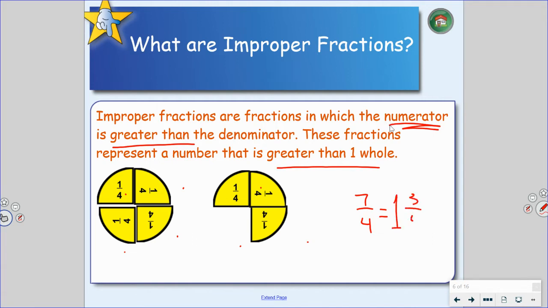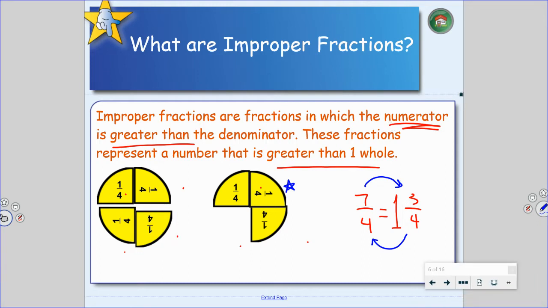And that, ladies and gents, will be our goal, going both directions, changing improper fractions to mixed numbers, changing mixed numbers to improper fractions. But notice, I never changed the amount of yellow. I never changed the amount of pie. It's the same amount of pie, whether you write it as 7/4 or whether you write it as one whole and 3/4.